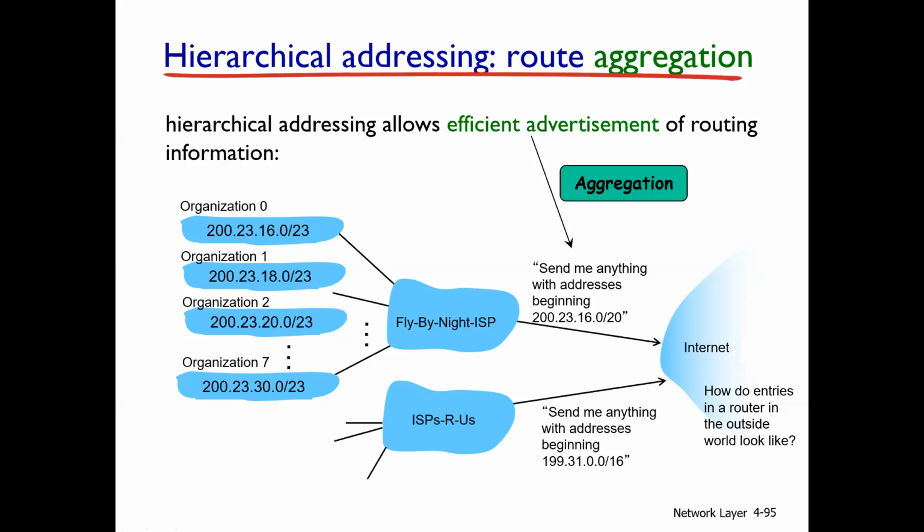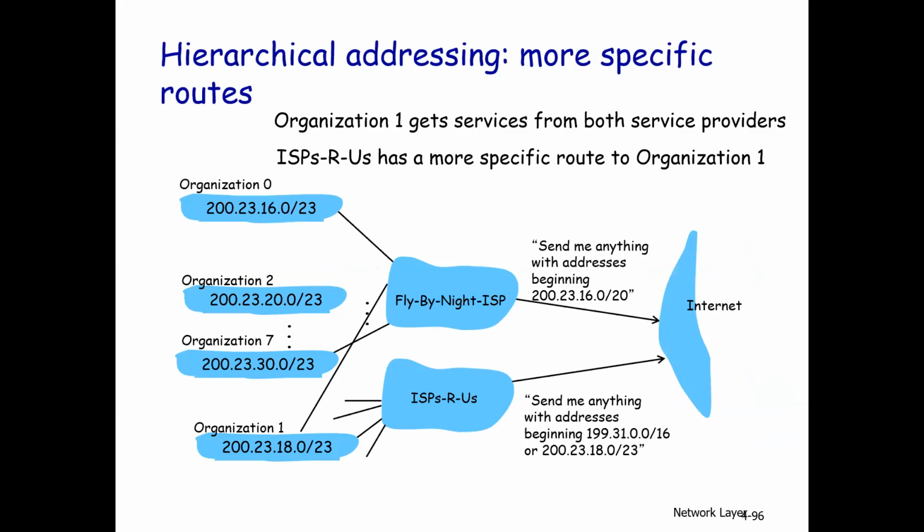Now, suppose we want to ask the question: how do entries in a router look like? Okay? And suppose one of these organizations is what you call dual homed. It's connected to more than one ISP. Because it's connected to more than one ISP, organization 1, which is 200.23.18.0, is connected to this fly-by-night ISP, and this is its IP, but it is also connected to the other ISP. Notice that the IP it has taken is this one, but its connection is also with a different ISP.